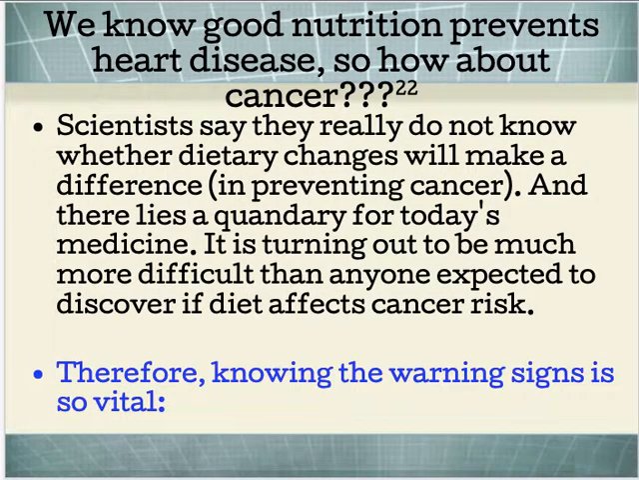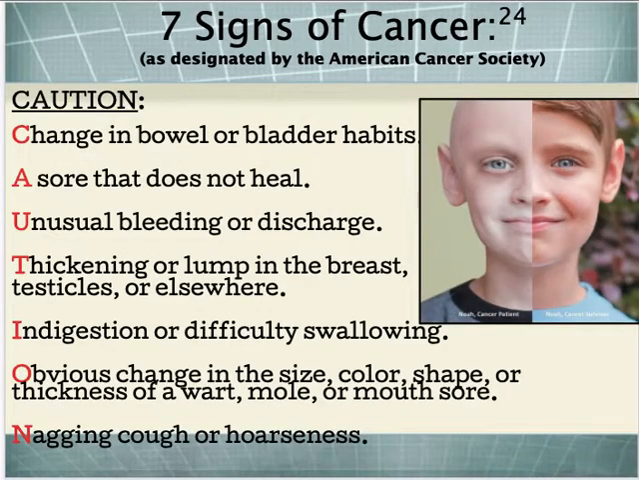We know good nutrition prevents heart disease, so how about cancer? Scientists say they really do not know whether dietary changes will make a difference in preventing cancer. And there lies a quandary for today's medicine. It is turning out to be much more difficult than anyone expected to discover if diet affects cancer risk. Therefore, knowing the warning signs is extremely vital. So let's talk about the 7 signs of cancer as designated by the American Cancer Society.